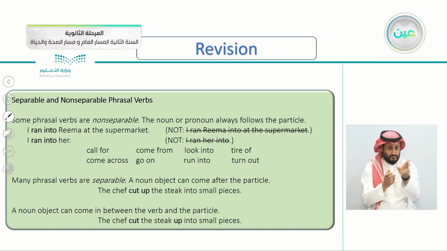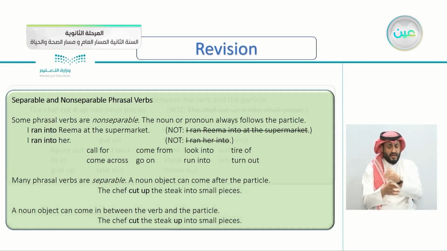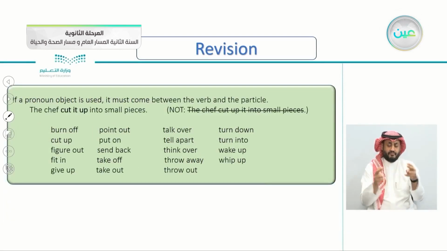Some examples of non-separable here: call for, come from, look into, tire of, come across, go on, run into, turn out. And here is the separable. You can separate them and put the object between them. The chef cut up the steak, or you can say the chef cut the steak up. Also we took if a pronoun, if the object is a pronoun, that you must put it in the middle. The chef cut it up. So if it's a pronoun, you have to put it in the middle.